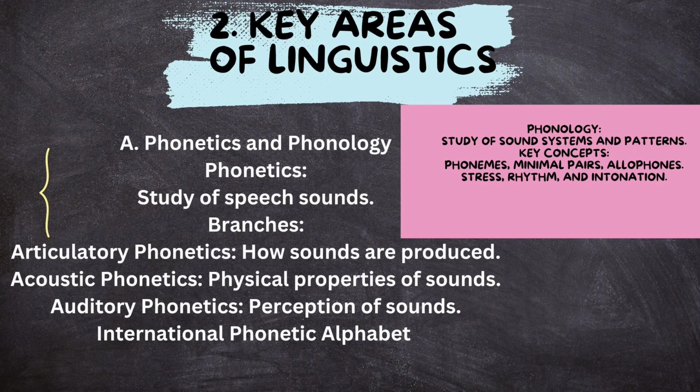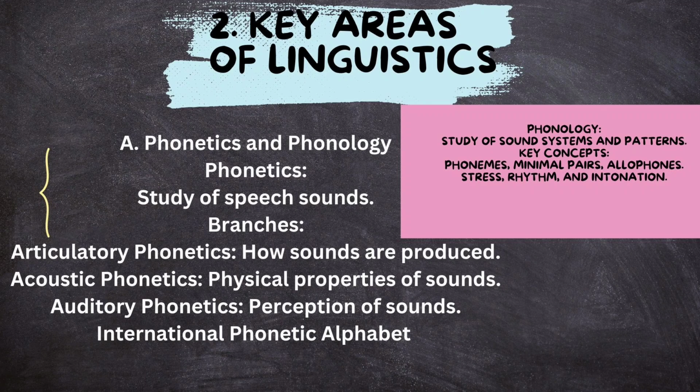And in auditory phonetics, we focus on how sounds are perceived by the ear and the brain. Some of the key concepts presented under phonetics are consonants and vowels. Consonants and vowels are differentiated by the airflow and the vocal tract configuration. As all of us know about consonants and vowels, I'm not going to say more about it, but remember that they are differentiated by the airflow and the vocal tract configuration.